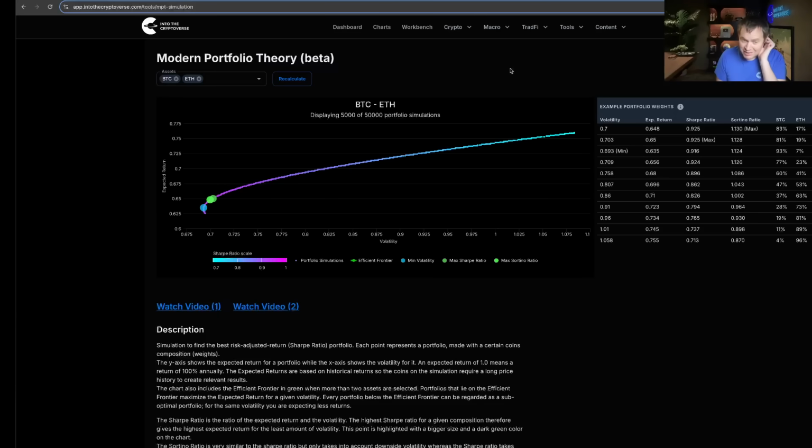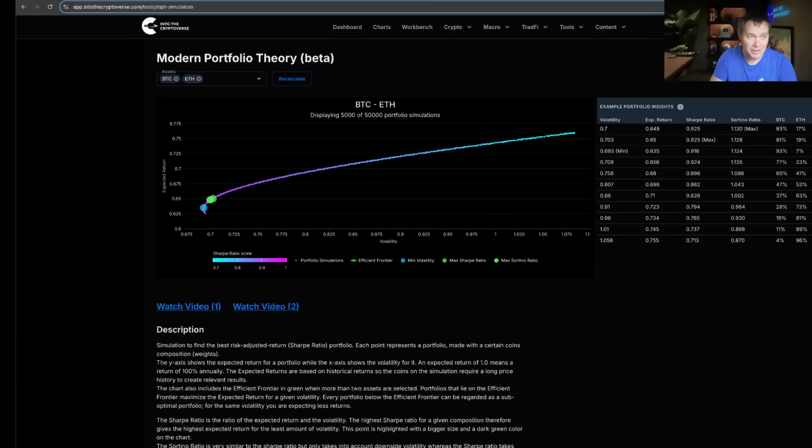But the point is that over a long period of time, right? Every individual year is going to be different, but over a long period of time, a portfolio consisting of, say, 83% Bitcoin, 17% ETH, historically, on average, would be expected to return about 65% annualized. Now, that might seem crazy, right?